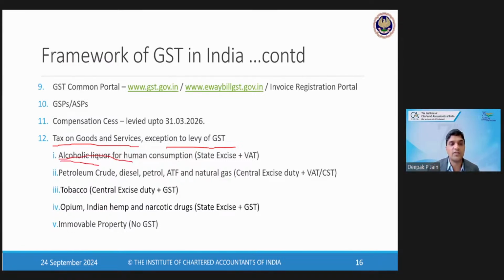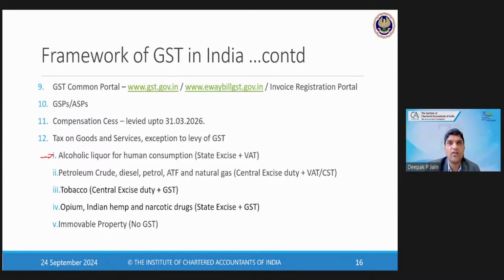for human consumption. Alcoholic liquor for human consumption is outside the purview of GST. What is levied on that? On a person who is drinking, the government gets the major revenue. So that's why the state excise still continues. It is not brought under GST. So on alcoholic liquor for human consumption, state excise and VAT is still levied.